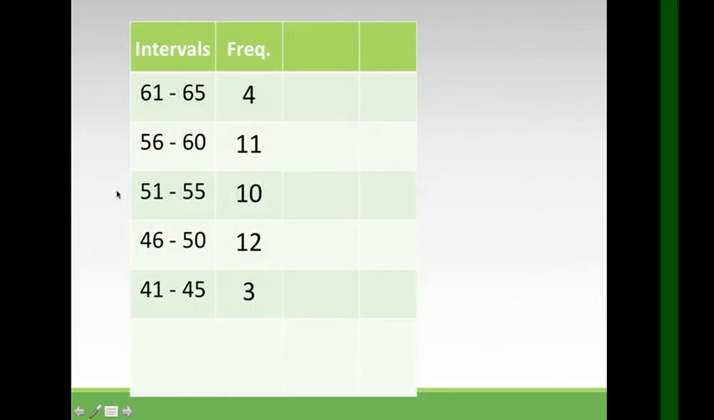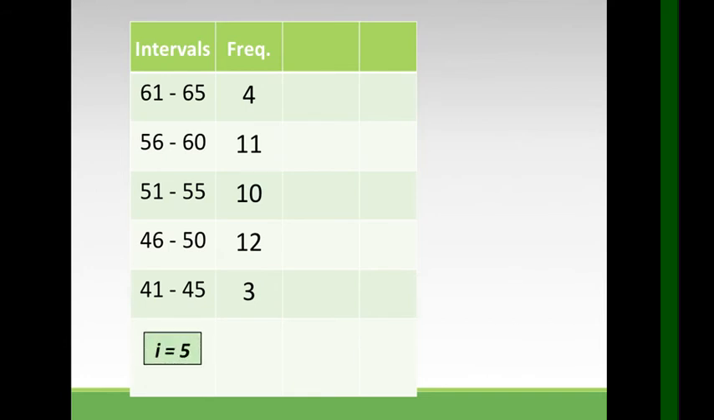Now, for the first thing to do, kailangan natin i-arrange ang ating given kanina into a vertical form from the highest interval to the lowest interval. The highest is 61 to 65 and the lowest is 41 to 45. Next is determine the class interval. For the class interval, we have i equals 5.